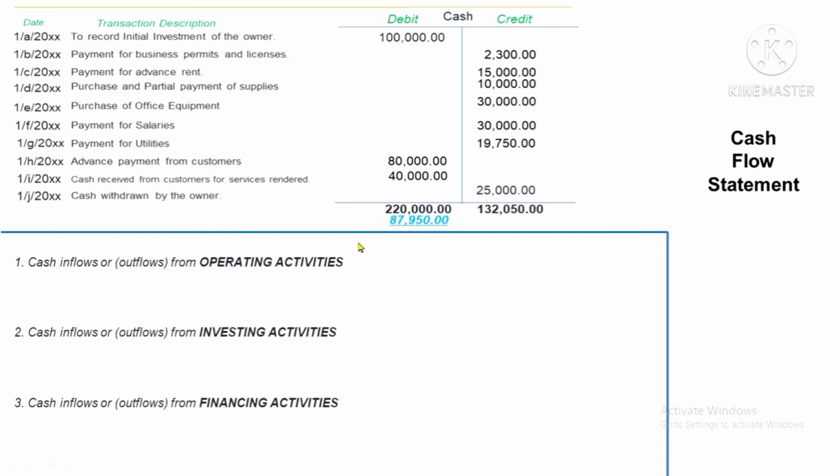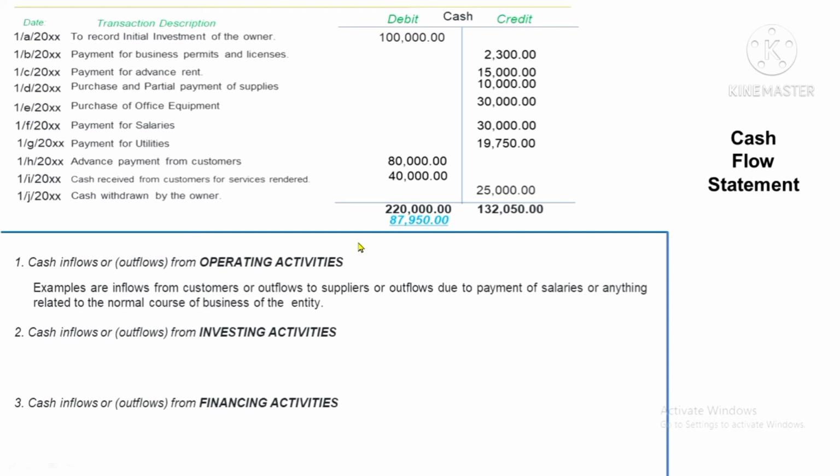Cash flows from operating activities are those cash inflows and outflows related to the normal course of business of the entity. Examples are inflows from customers, or outflows to suppliers, or outflows due to payment of salaries of the employees.